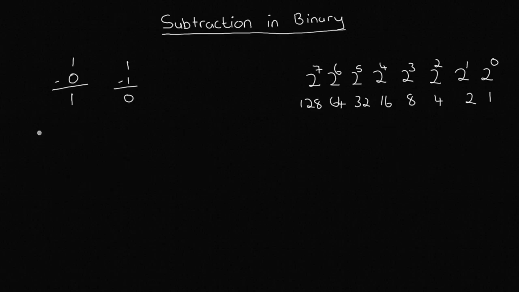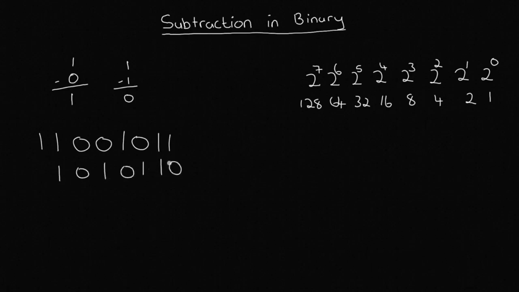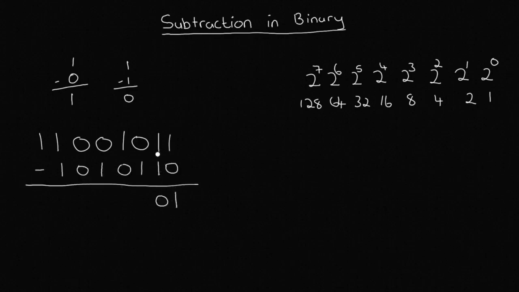So the first number that we want to take away from will be 1, 1, 0, 0, 1, 0, 1, 1. And the number we want to take away from this number will be 1, 0, 1, 0, 1, 1, 0. So let's start off. 0 from 1 leaves with 1. 2 1s will cancel themselves out, so it leaves with 0. 1 from 0 we cannot do, so we need to borrow. This becomes 0, this becomes 2. This will now become 1, the 2 zeros, 0.